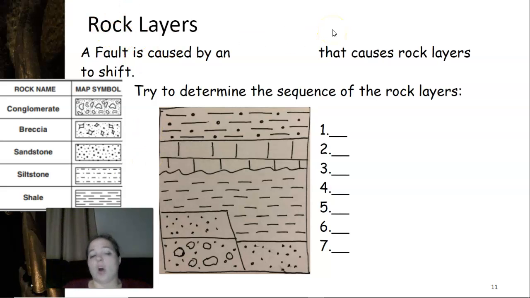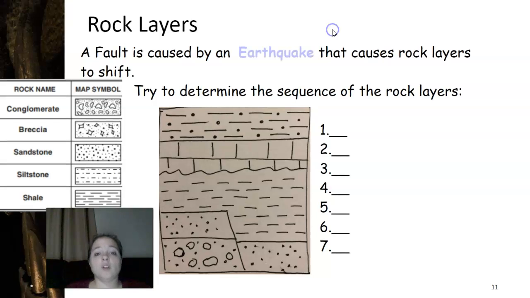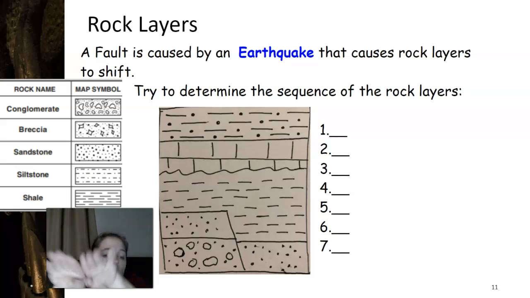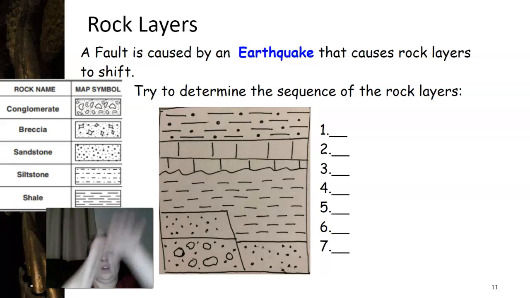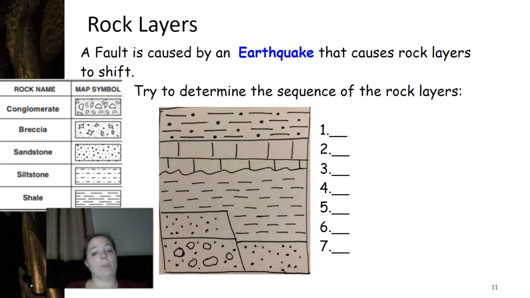Well, how are they caused? What causes a fault? Faults are caused by earthquakes. If you remember in plate tectonics, a fault, like the transform fault line, moves side to side. Well, they can also move up and down like this. Totally acceptable. And it does happen. And these are caused by earthquakes. Faults are caused by earthquakes. And it causes the layers to shift.